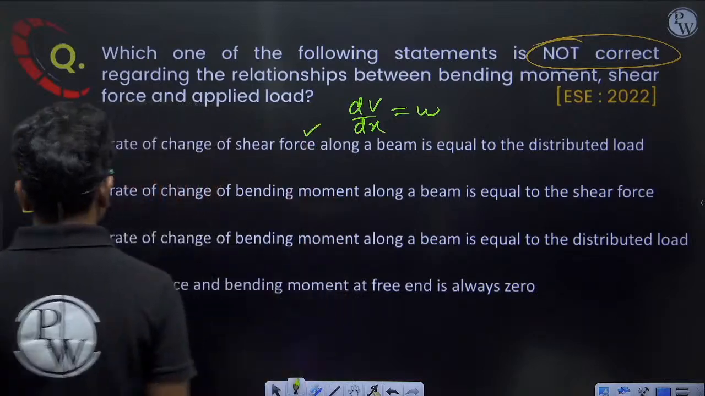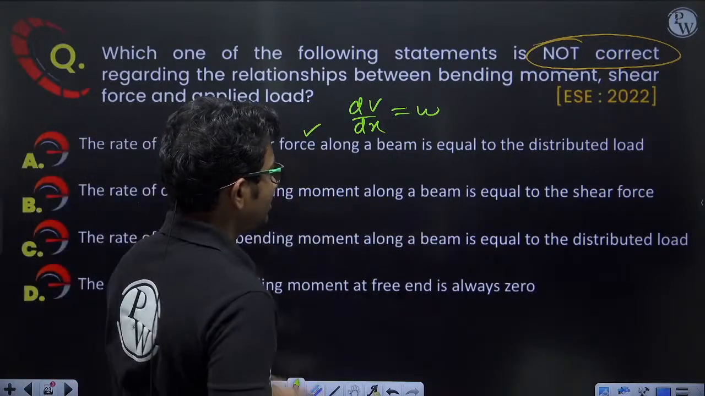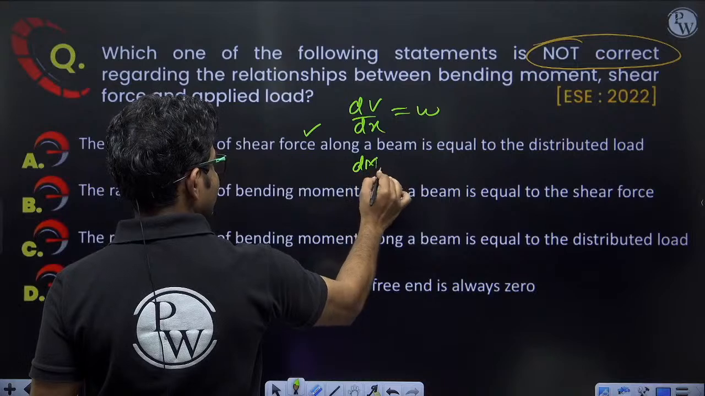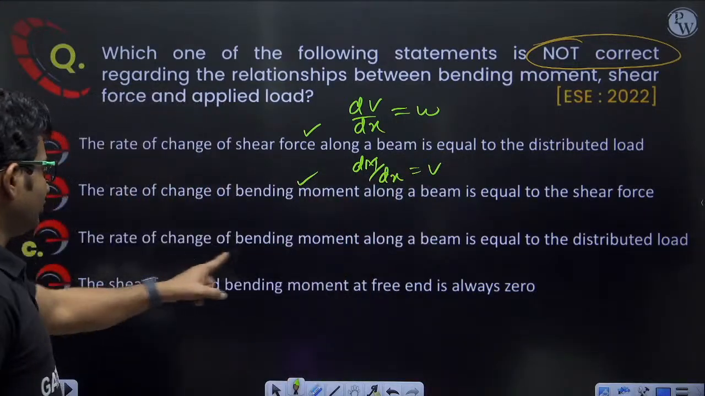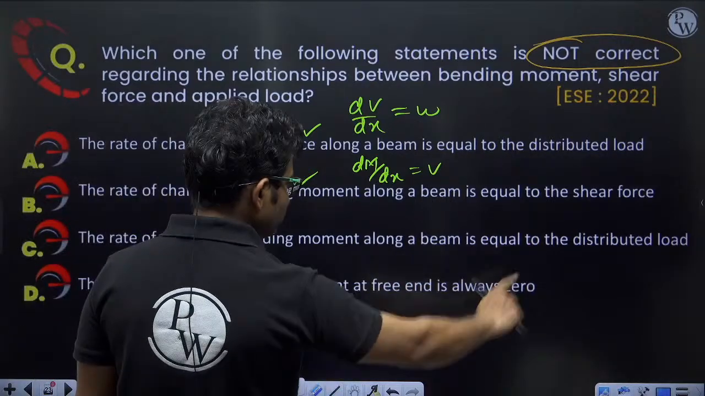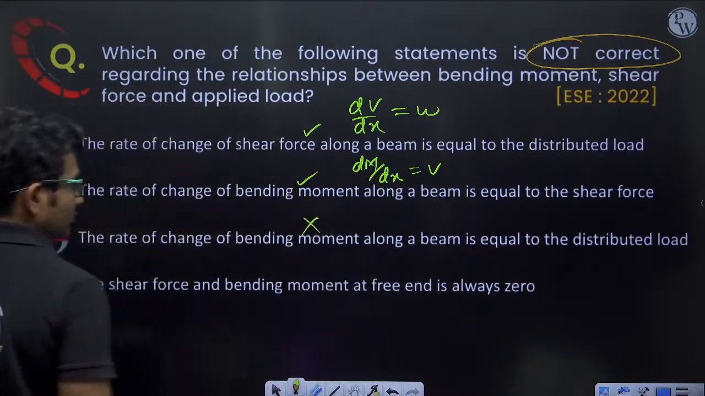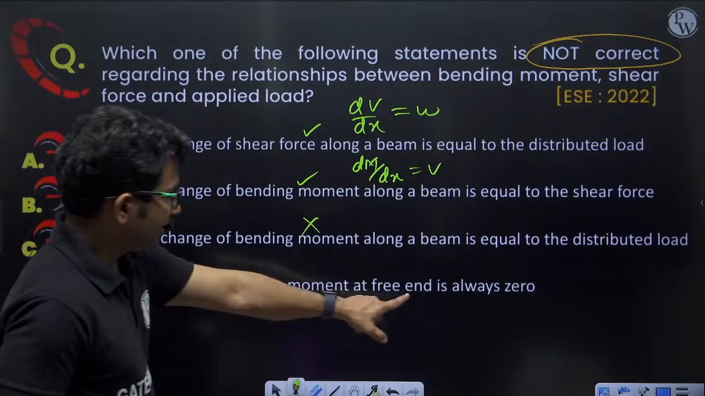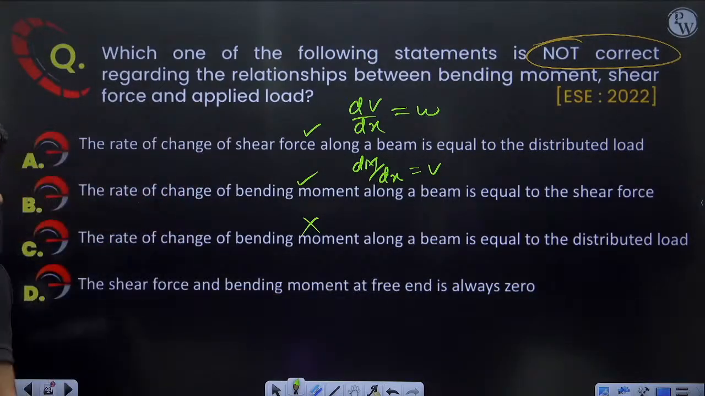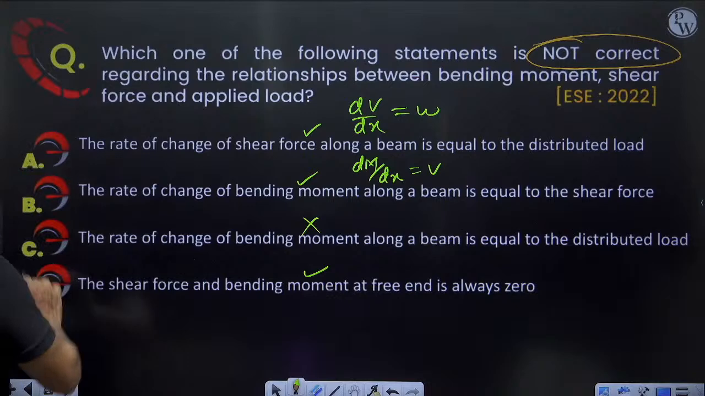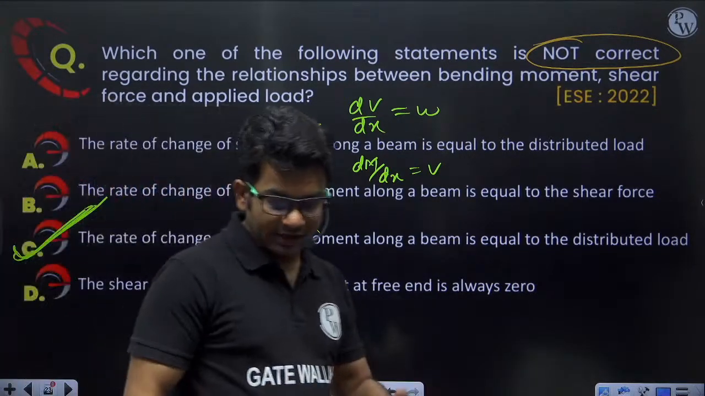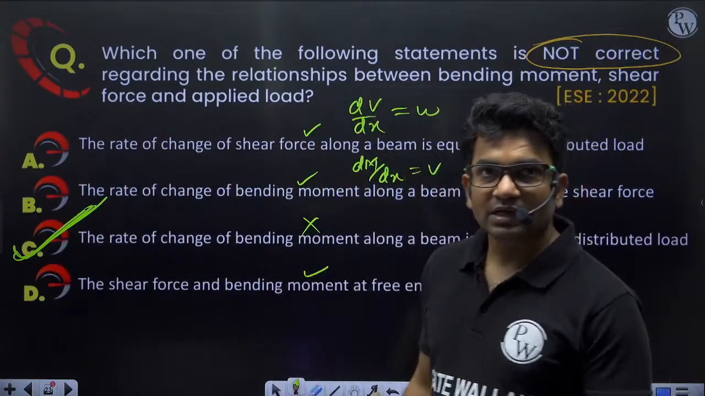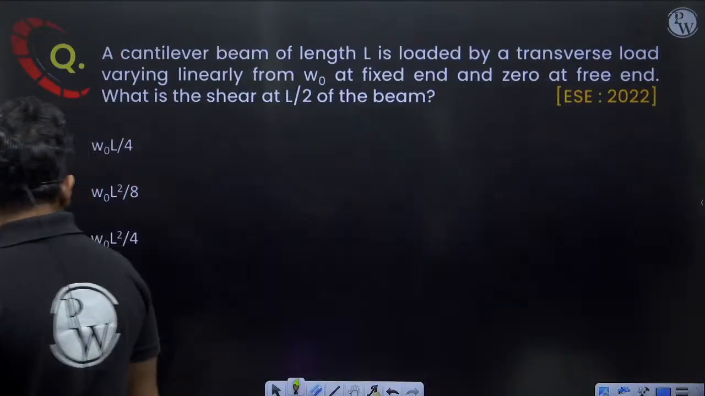Rate of change of bending moment along a beam is equal to shear force, so dM by dx is equal to V. This is also correct. Rate of change of bending moment along a beam is equal to the distributed load. This is not correct. Shear force and bending moment at a free end is always 0. Yes, this is also correct. So the not correct statement is C, so our answer will be C only. Clear? Let's move on to the next question.